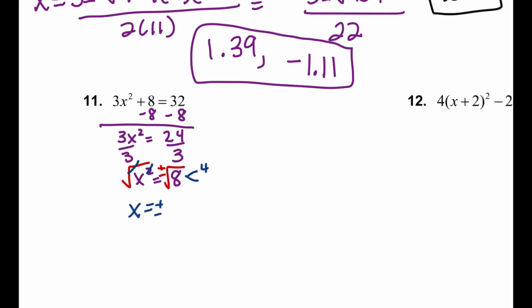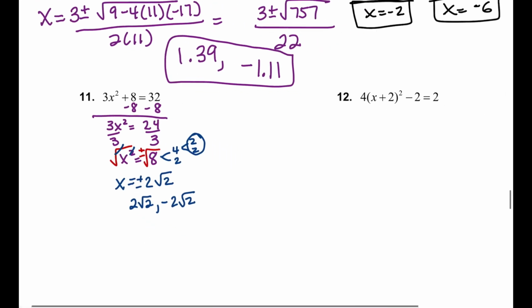Plus or minus, we're going to break down the 8 as 4 times 2, or 2 times 2 times 2. We have a pair of 2's that comes out front with a square root of 2. So we have 2 square root of 2 and -2 square root of 2 as our 2 answers.